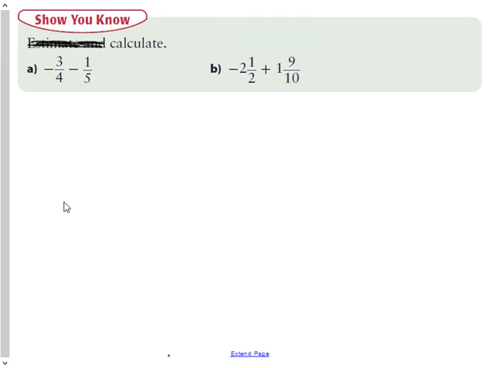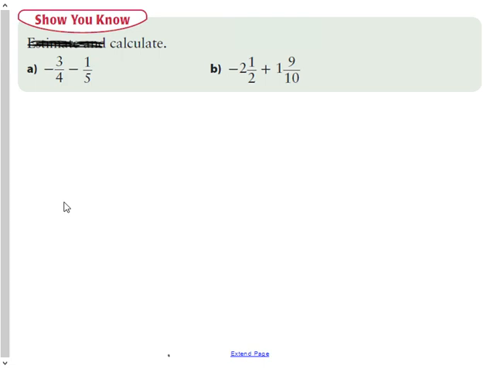This is Show You Know for Grade 9 Math, a continuation of rational numbers, section 2.3 in Math Links. It's how to add, subtract, multiply, and divide rational numbers in fraction form. So the first Show You Know gives us -3/4 take away 1/5.